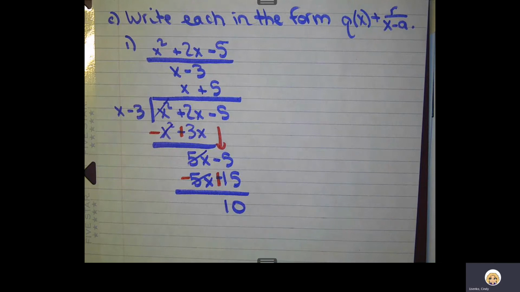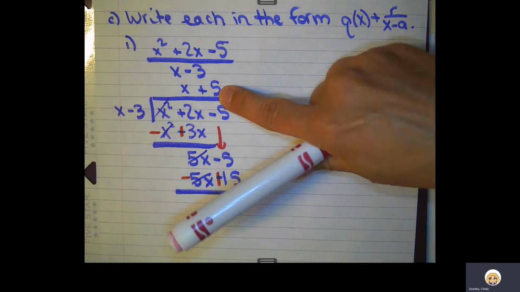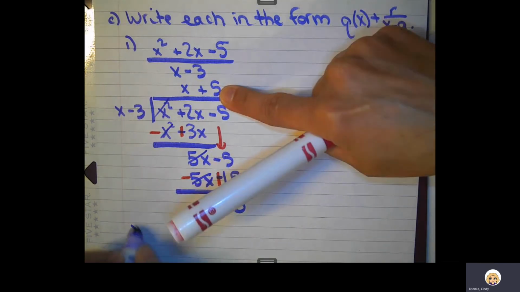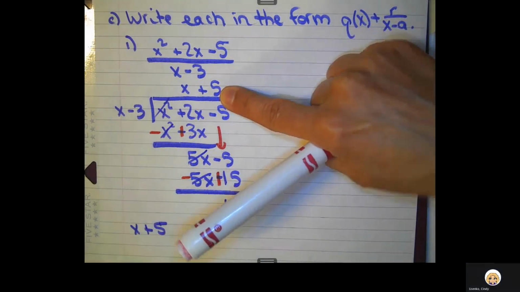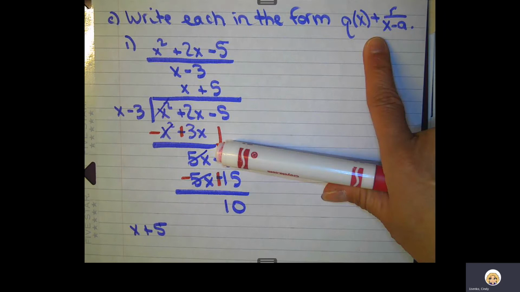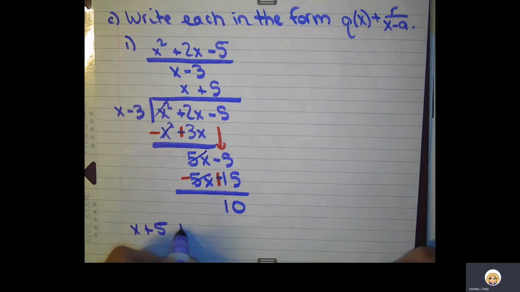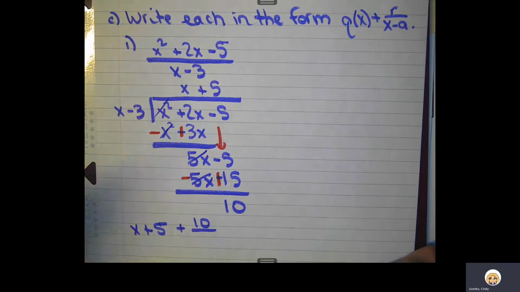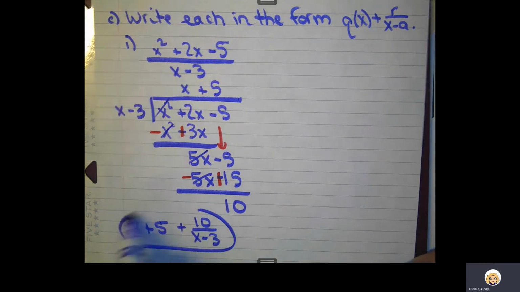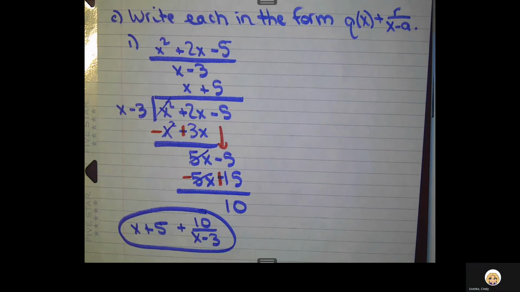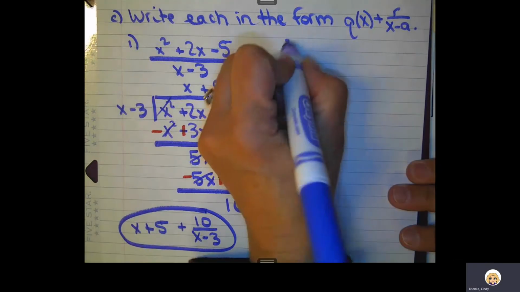I'm going to rewrite this in quotient remainder form. So what I do is I take what I had at the top of my answer. So we have x plus 5. And then I'm going to put my remainder over what I divided by. So my remainder was a positive 10. So I'm going to do plus 10. And I divided by x minus 3. So x minus 3 goes underneath. That's quotient remainder form. Let's try the next one, number 2.